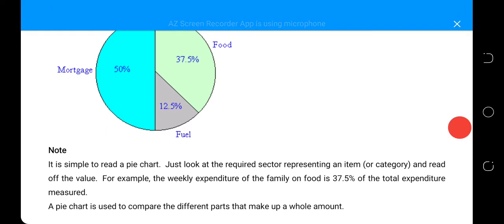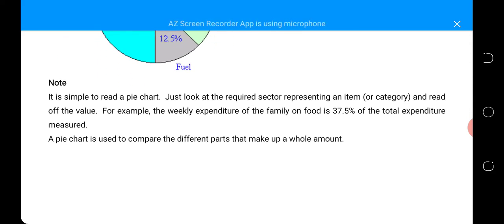It is simple to read a pie chart. Just look at the required sector representing an item or category and read off the value. For example, the weekly expenditure of the family on food is 37.5% of the total expenditure measured. A pie chart is used to compare the different parts that make up a whole amount.